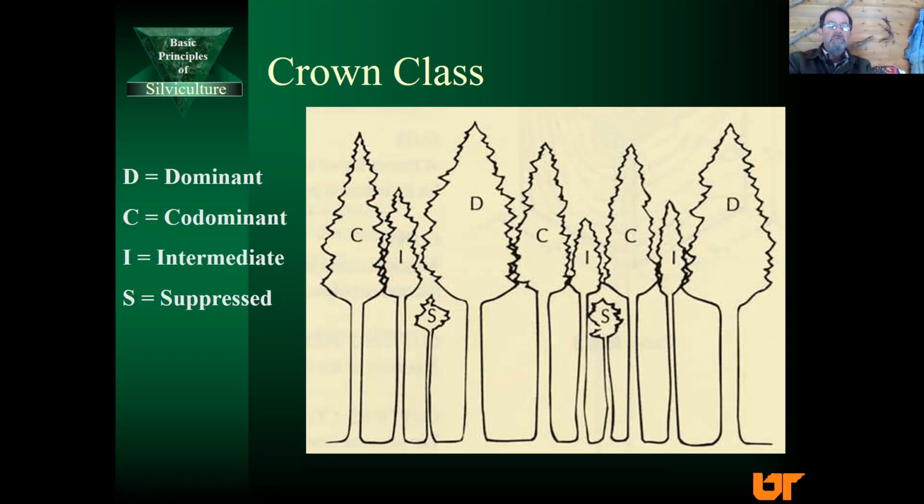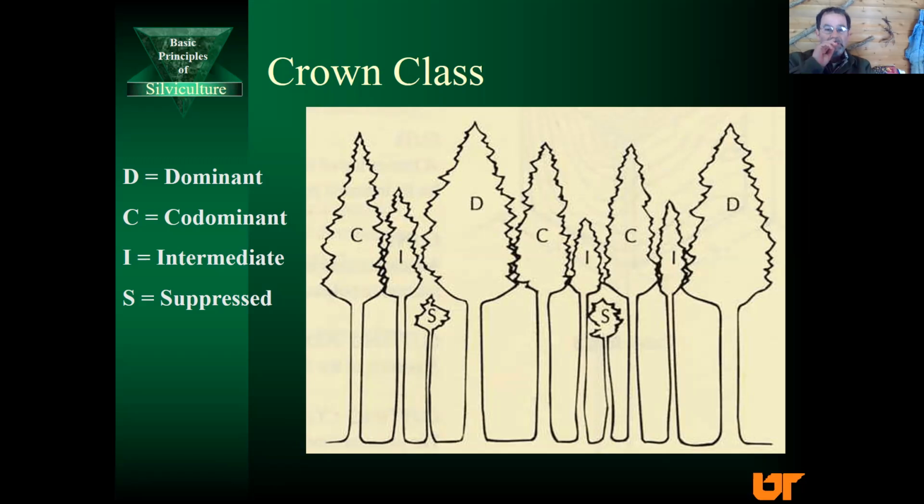Codominant trees, the Cs, receive some sunlight from the side, but receive most of their sunlight from the top. So they are codominant in nature. Now the intermediate trees, the Is, they don't receive any sunlight from the side. They receive sunlight only from the top, and usually only over a portion of the day. So for instance, between say 10 and 2 in the day, they might get their shot of sunlight.